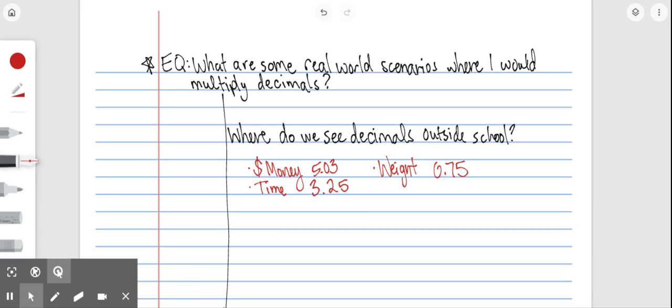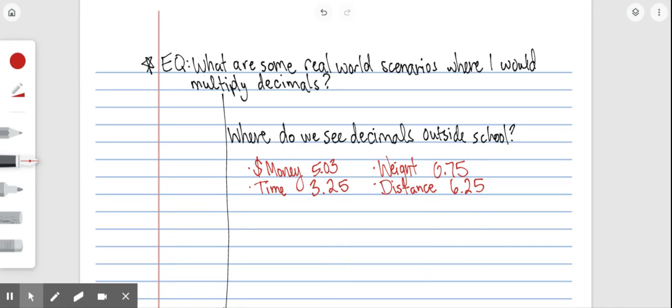And another obvious one is distance. Okay, when we're talking about distance between two things, they're not always whole number distances. Like maybe I'm standing 6 feet and 3 inches away from someone. So I'm standing 6 feet and 3 out of 12 is a quarter. So 0.25. So these are all instances where we use decimals outside school.